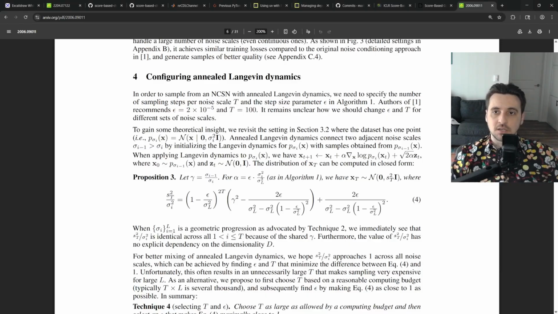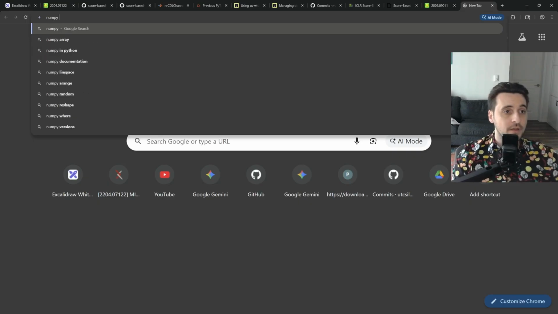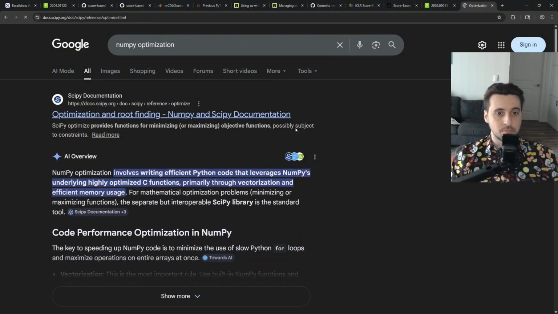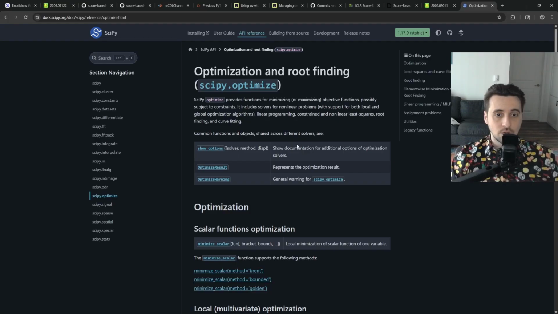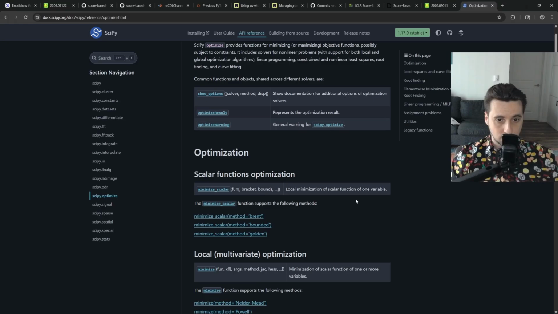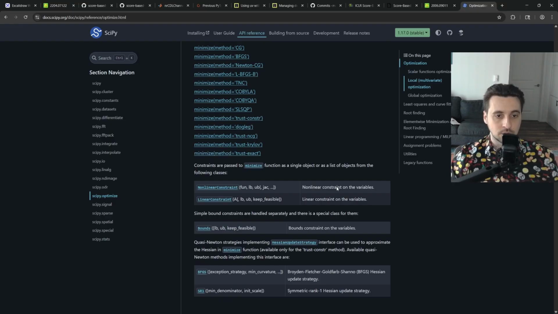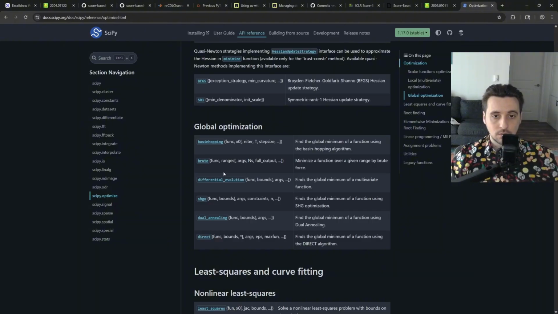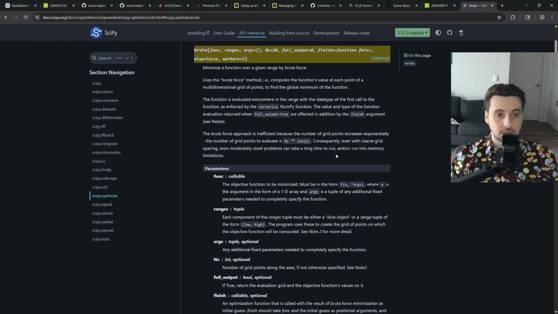Okay, so let me see. NumPy optimization. Does NumPy have an optimization for minimizing objective functions? Do I have scipy here? Local minimization, but I want global though. Global. Minimize the function over a given range by brute force. This is probably what we want.